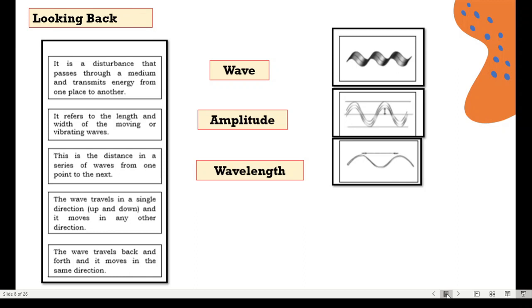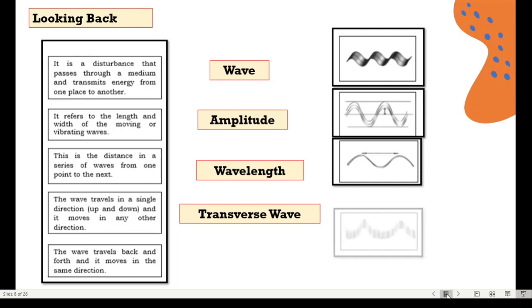Pwede din naman trough to trough, yung bandang lower part to another lower part. Next, fourth, the wave travels in a single direction up and down, and it moves in any direction. That's a transverse wave. So, remember, we have two waves, the transverse and longitudinal. So, this one, yung may up and down, is a transverse wave.